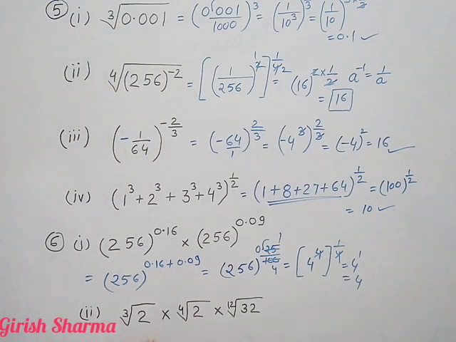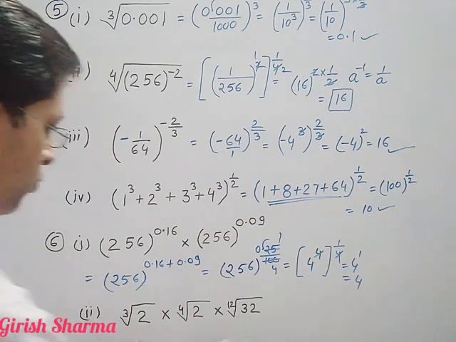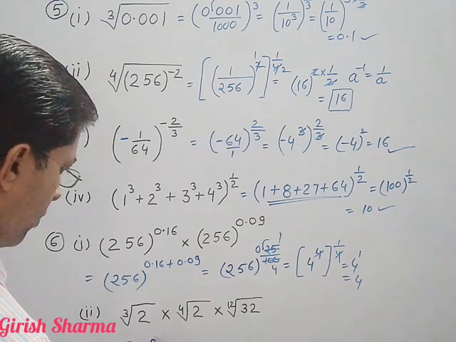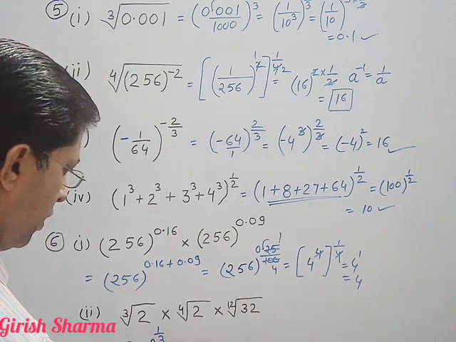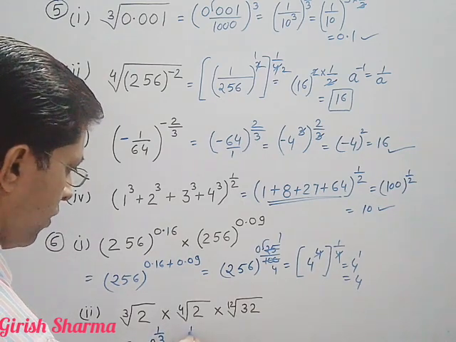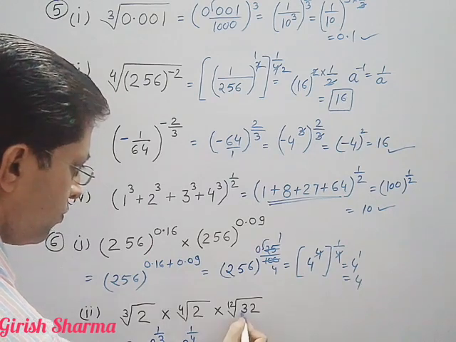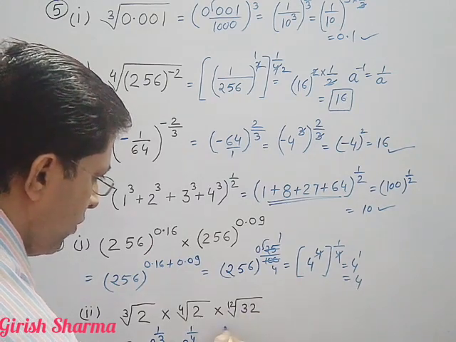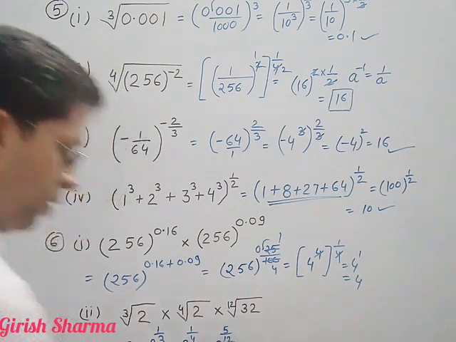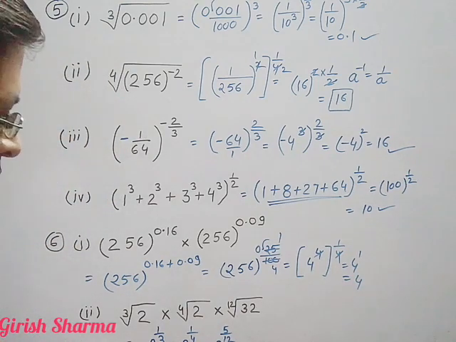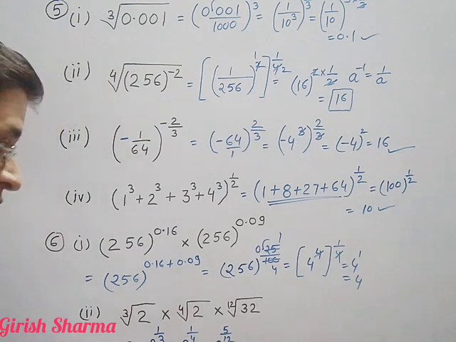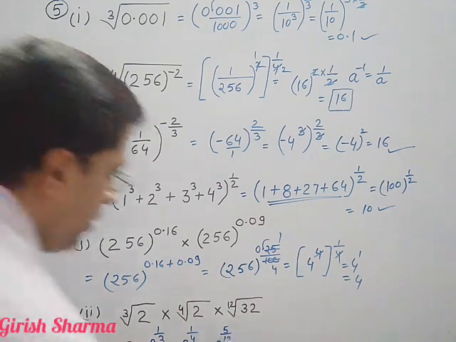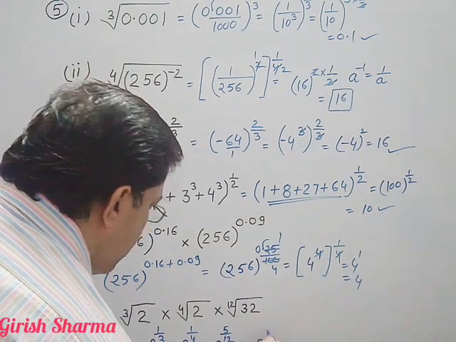Okay, now the last one. See here, this is easy. So what to do? First of all, this is 2 power 1 upon 3, 2 power 1 upon 4. This is 2 power 5, so 2 power 5 upon 12, isn't it? Now I think there is no problem in it. Now see here, base is same. Base is same, then powers will be added. I am adding the powers.